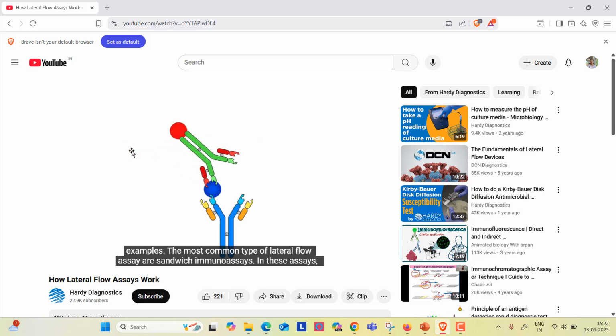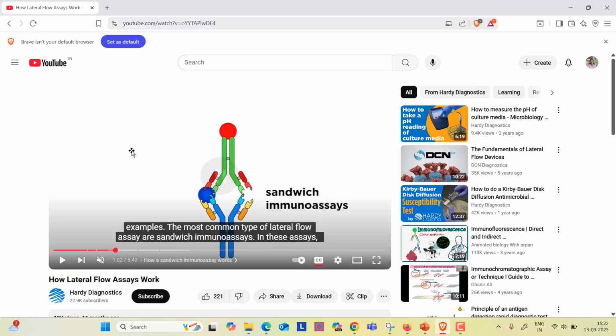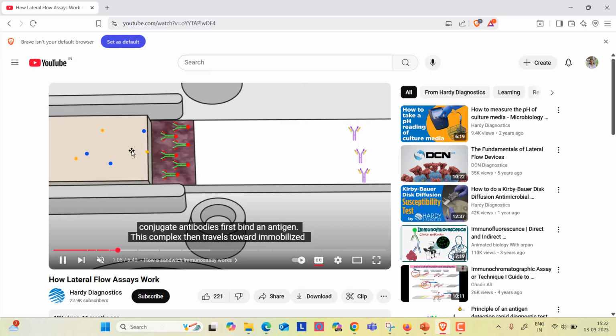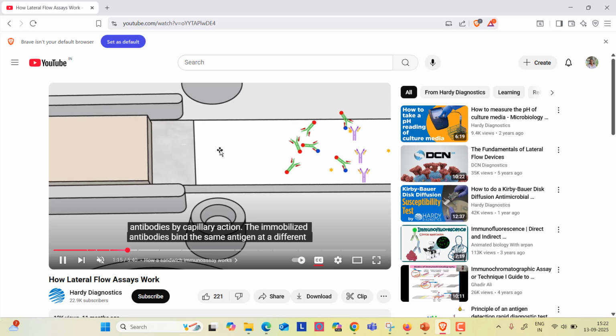The most common type of lateral flow assay is the sandwich immunoassay. You can see that your antigen is sandwiched between the two antibodies, right? In these assays, conjugate antibodies first bind an antigen. See, they are first binding to an antigen. This complex then travels towards the immobilized section by capillary action.